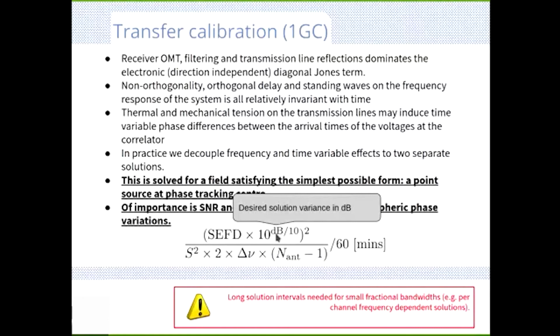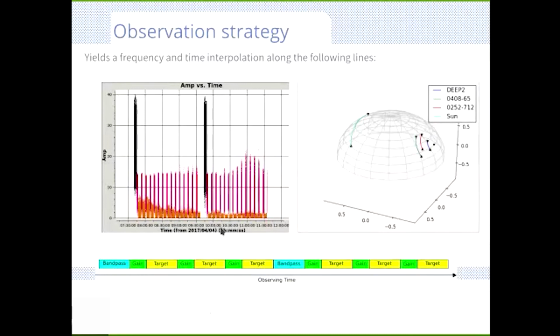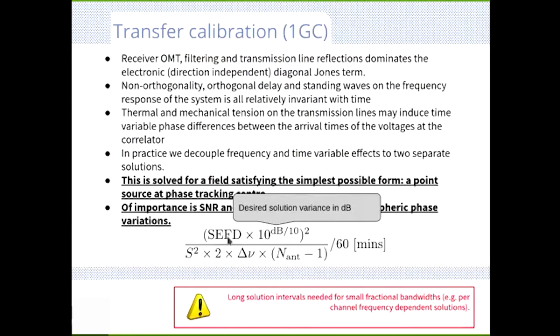Right, so let's say you want better variance than 20 dB. You plug in 20 dB there, and you plug in the system equivalent flux density of the system here in this SEFD, which is about 425 Janskys average across the L-band system. About the same for the top part of UHF, going all the way up to between 500 and 600 Janskys at the bottom of the UHF system, right? This divided by 60 tells you in minutes how long you need to observe your calibrator for.